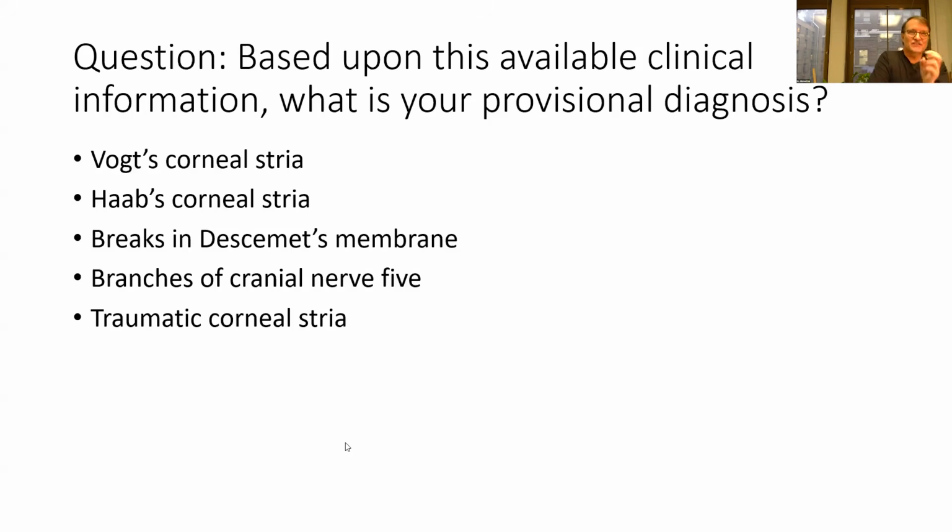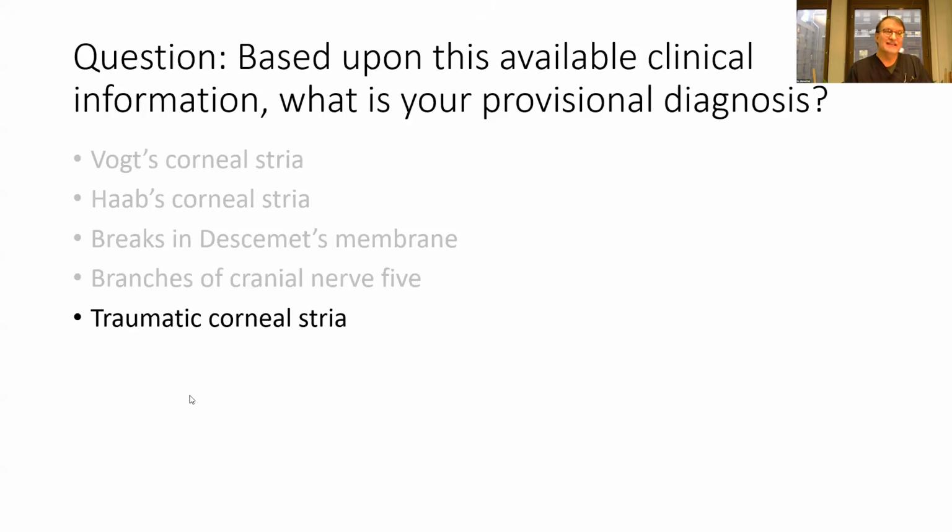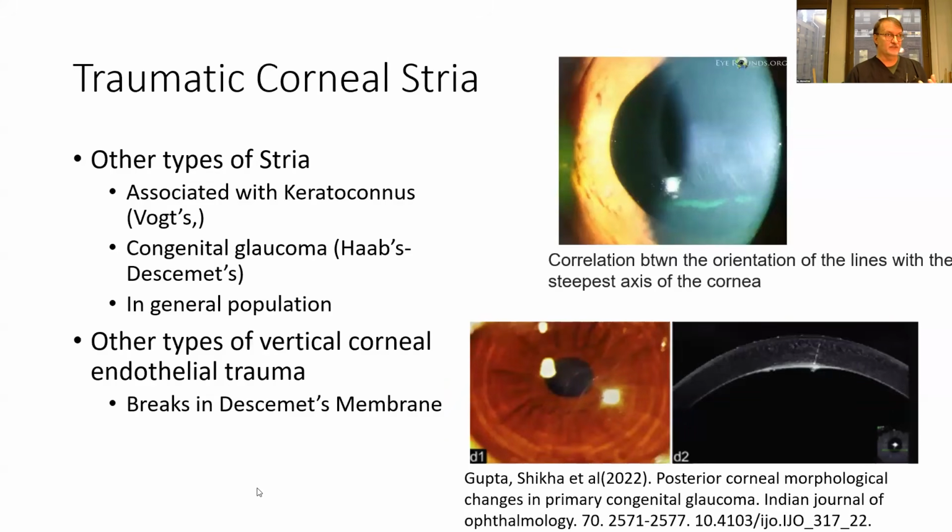So just this clinical picture alone, any thoughts on a provisional diagnosis? That's right, traumatic corneal striae and breaks in Bruch's membrane. And there's a distinction, and that's where the majority of the answers were those two. Breaks in Descemet's membrane, just a different location, but same idea, and a very, very reasonable differential diagnosis. And I'll get to that in just a second.